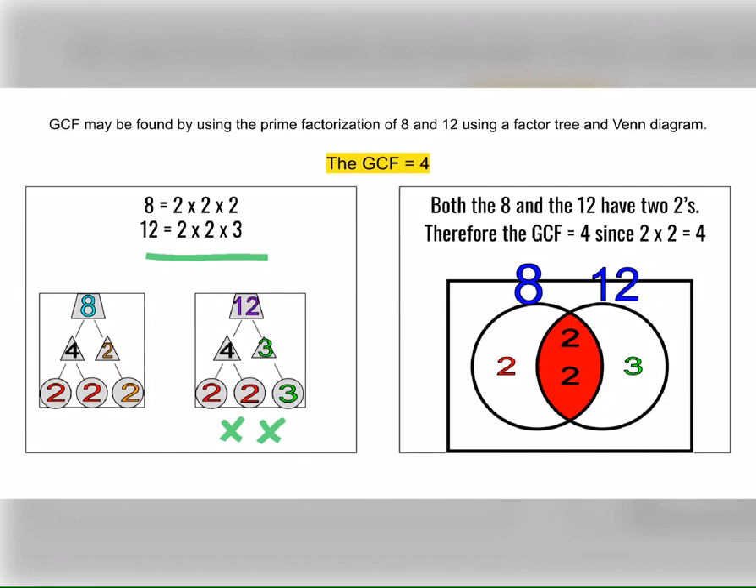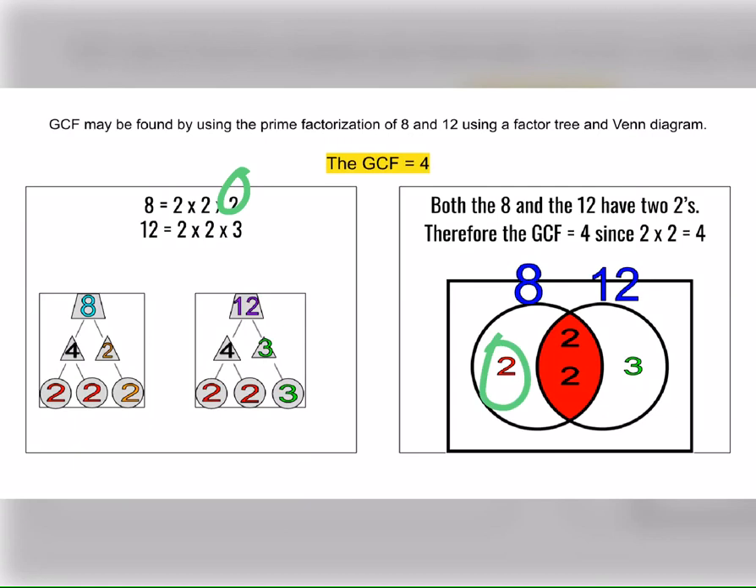Now we look to see what they share in common. They have 2 sets of 2's. So we're going to put those two sets of 2's right here in the both category they share in common. And then the 2 and the 3 for 8 and 12 are the leftovers. So 8 only would be this 2 right here.